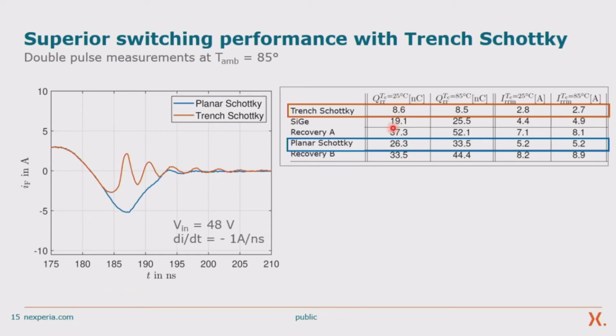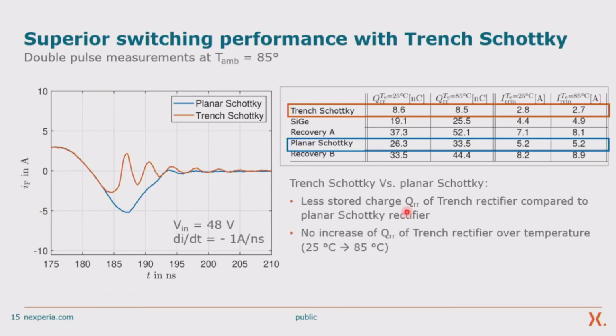And you see in this table that, for example, at room temperature, we have 8.6 nanocoulomb versus 26.3 nanocoulomb for the planar Schottky. It's a huge difference. This might be surprising, taking into account that in the data sheet of the trench Schottky, you will find a very high parasitic capacitance. So don't be confused. The trench Schottky is the right choice for switch mode converters.